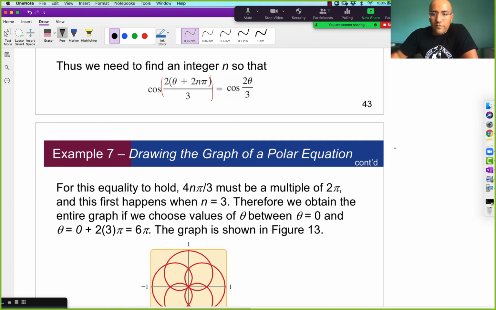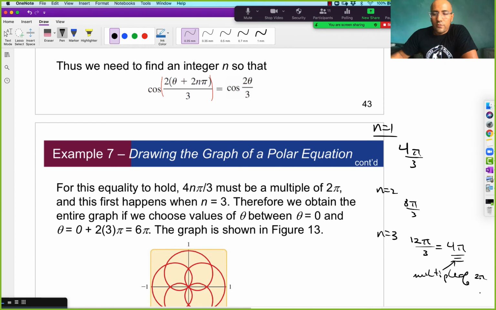That might look confusing. When n equals 1, we end up with 4 pi divided by 3, not a multiple of 2 pi. When n equals 2, we end up with 8 pi over 3, not a multiple of 2 pi. When n equals 3, we end up with 12 pi over 3, which equals 4 pi, and that is a multiple of 2 pi. Good.